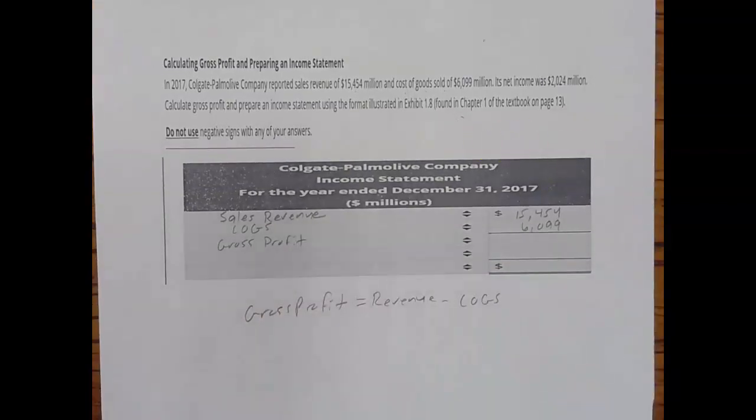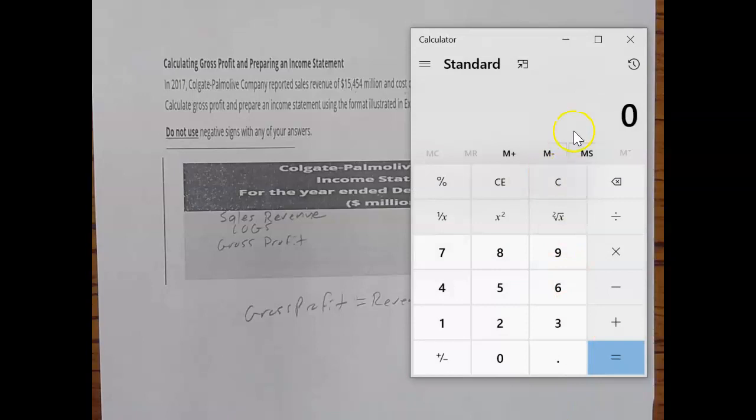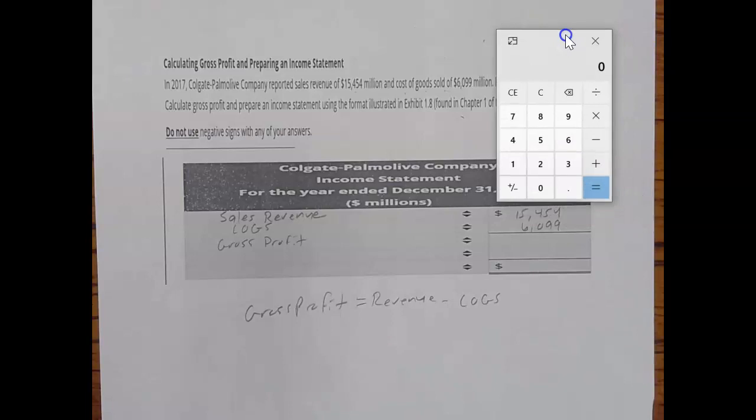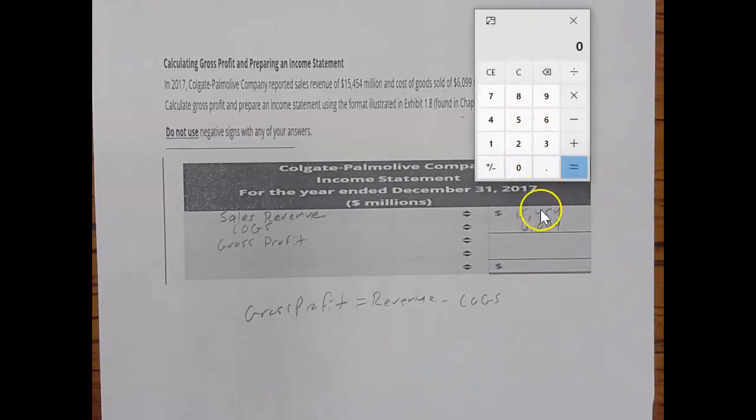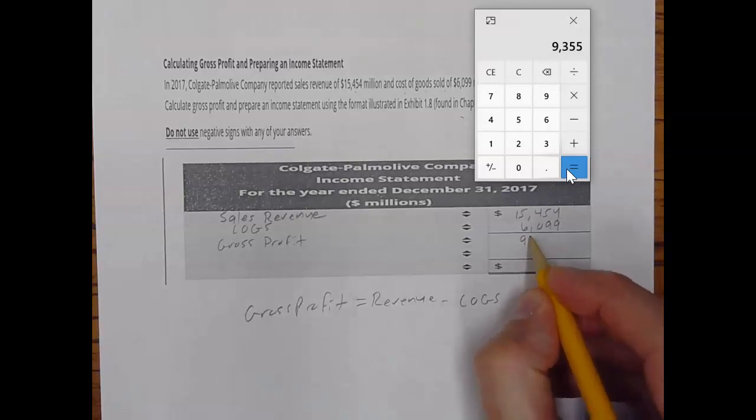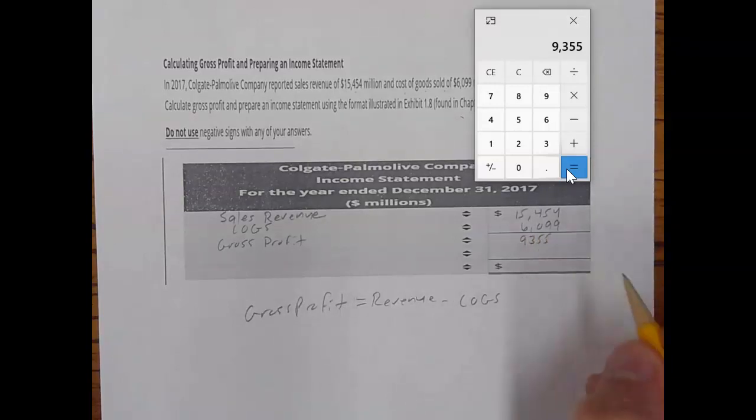Let's see, where did that calculator go? Clear that out and make it a little bit smaller here. Let me drag it back over here. 15,454 minus 6,099 equals 9,355, and that is going to be our gross profit.